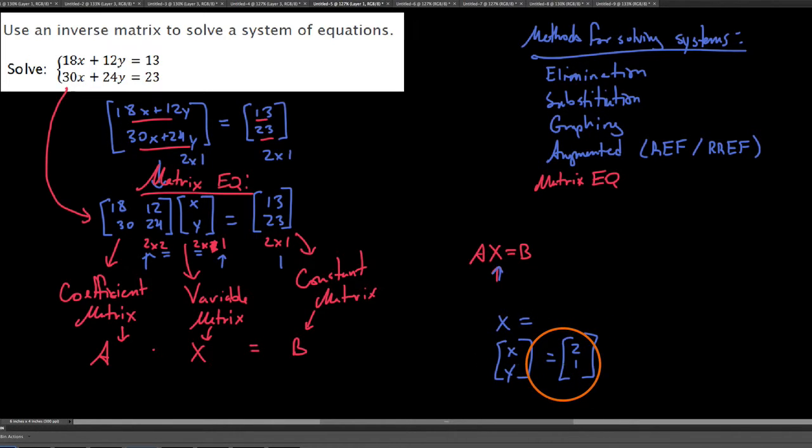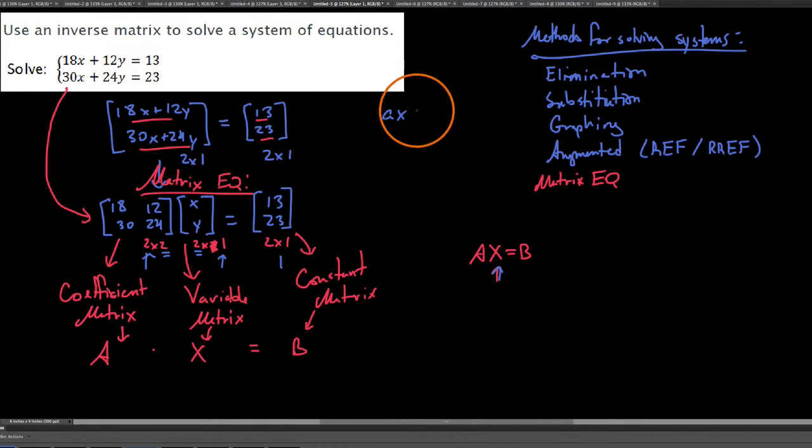I could tell you that x and y are 2 and 1 respectively. It's just, the question remains, how do I solve for x in a matrix equation? So here's the hard part. If you have a real number equation like ax equals b, where these are real numbers, then it'd be easy. We could just divide both sides by a, and we'd say that x equals b over a, and we'd be done with it.